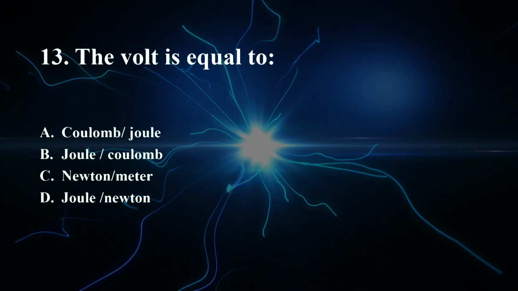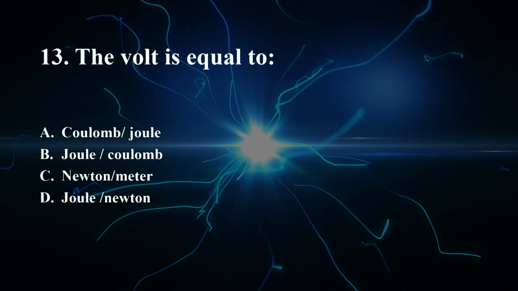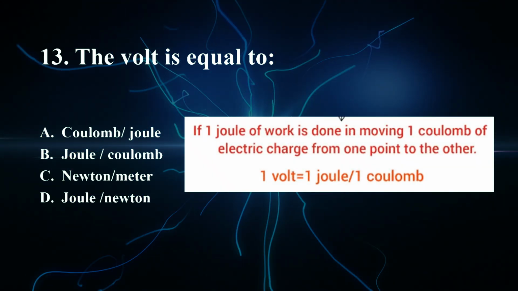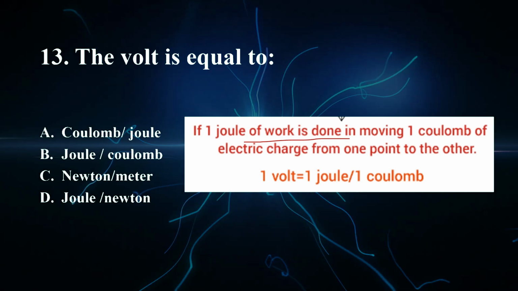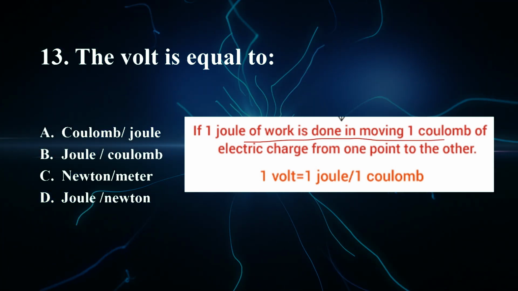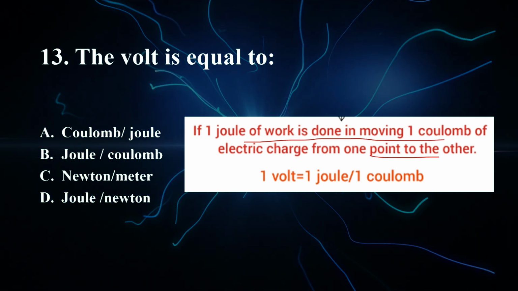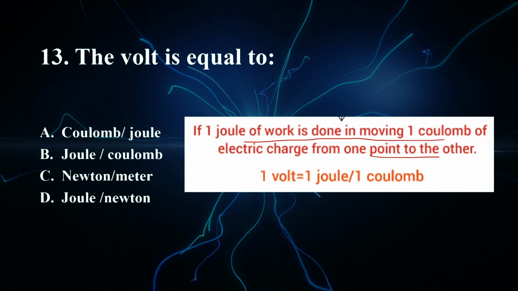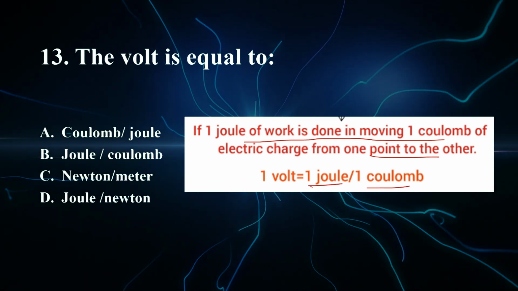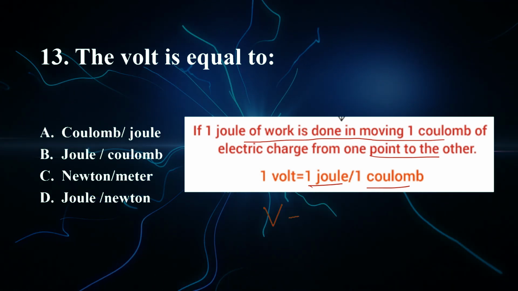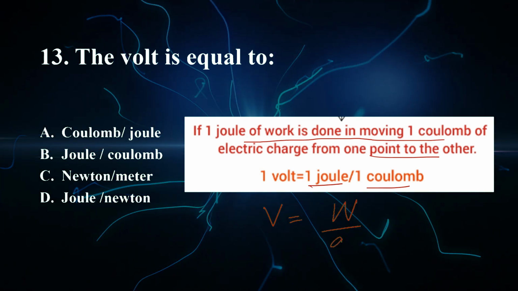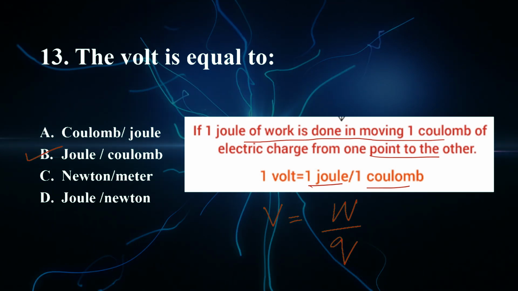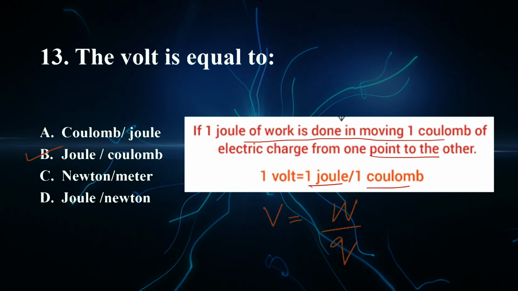Okay, so the volt is equal to... we know from the definition of 1 volt that if 1 joule of work is done in moving 1 coulomb of electric charge from one point to another, and this is the definition of electric potential, then it is equivalent to 1 joule per 1 coulomb, meaning volt is equivalent to work done per unit charge. So 1 joule per 1 coulomb is equivalent to 1 volt. So option B is correct.